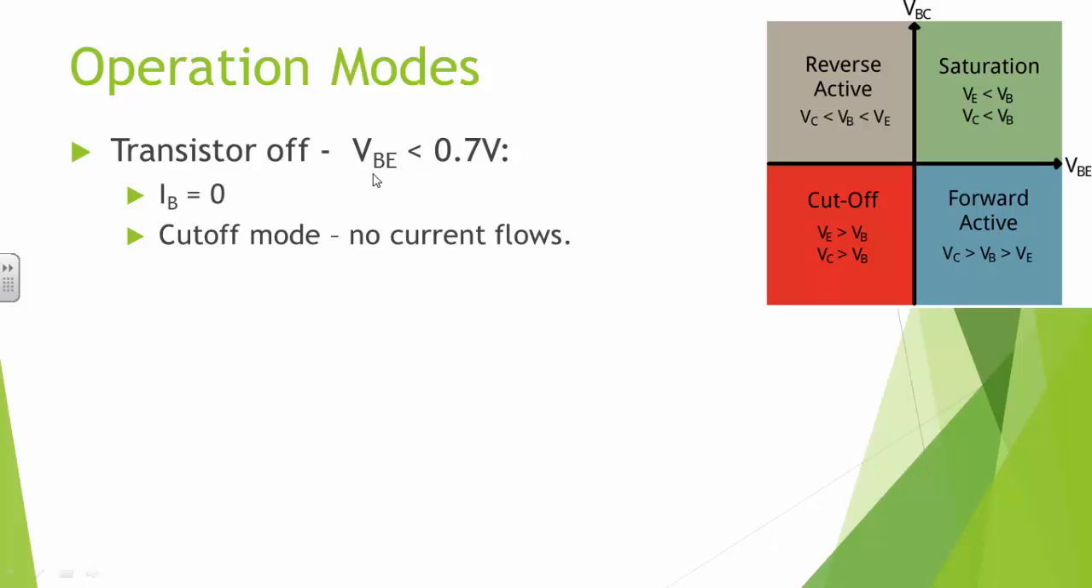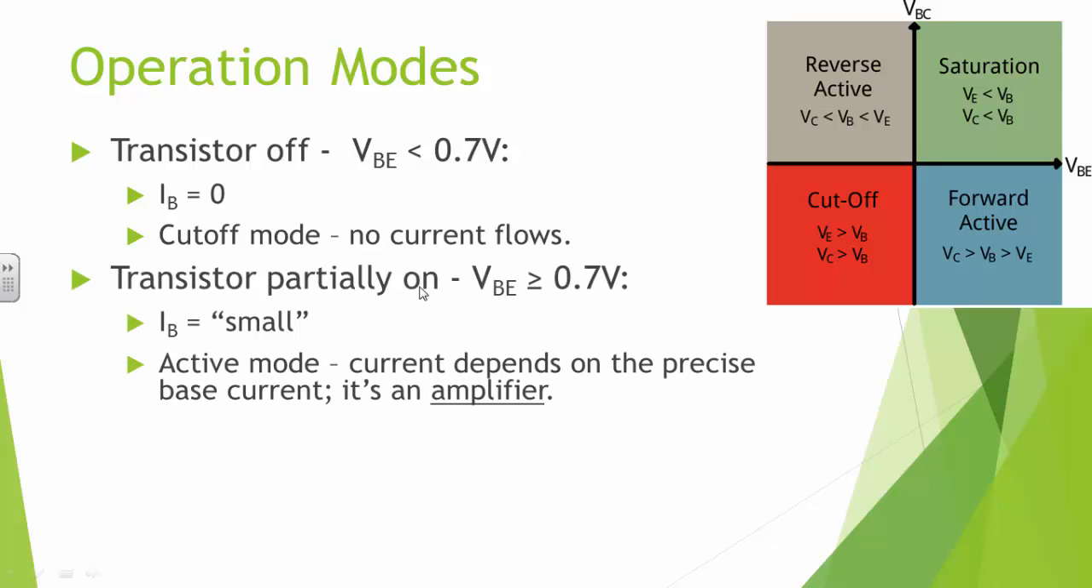For our purposes, we can consider that potential to be zero. We put a low potential onto the base of our transistor. When we apply a low potential to it, the current to the base goes to zero, and we call this cutoff mode. No current flows. This is the case where the resistance of our transistor is very high.